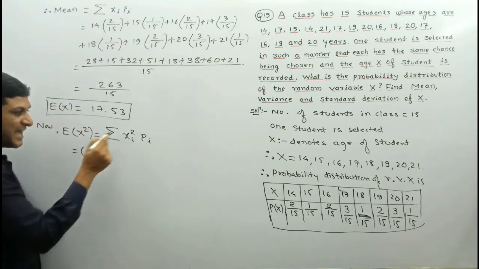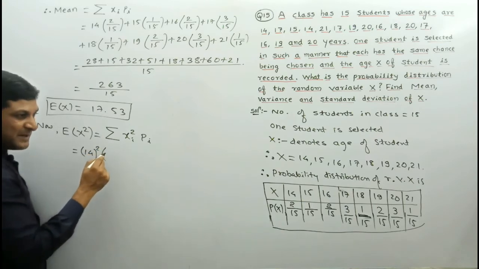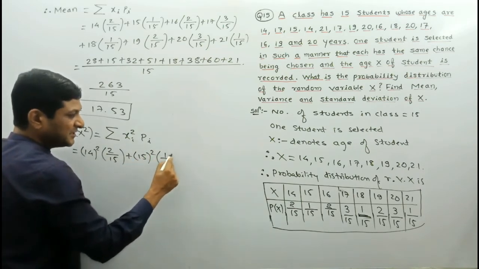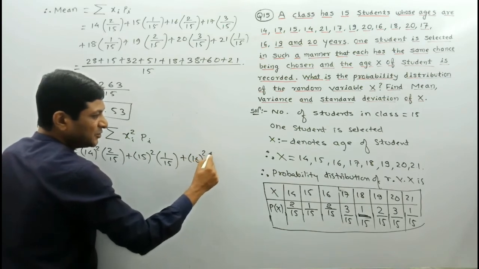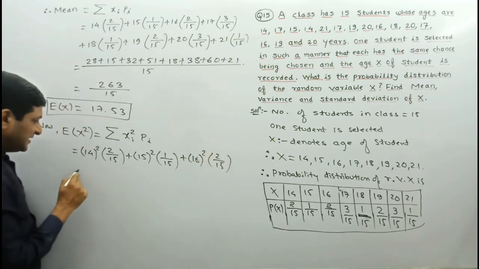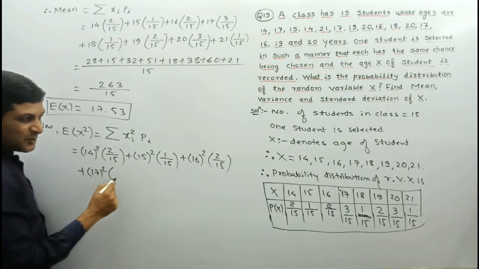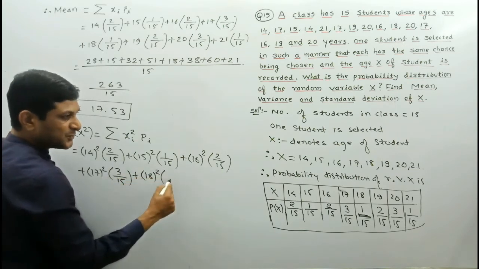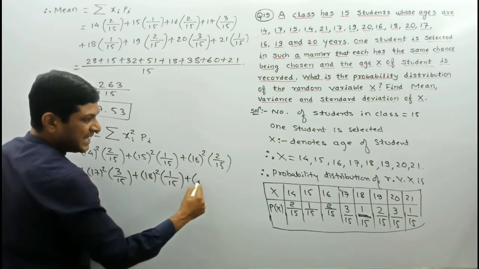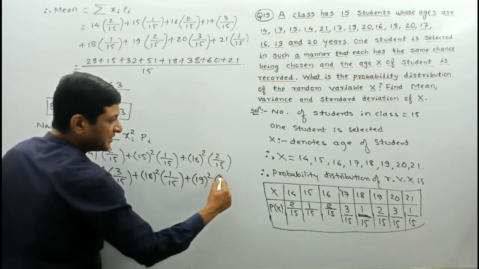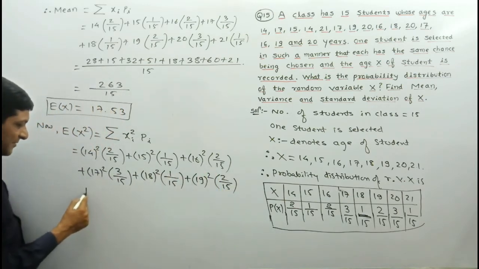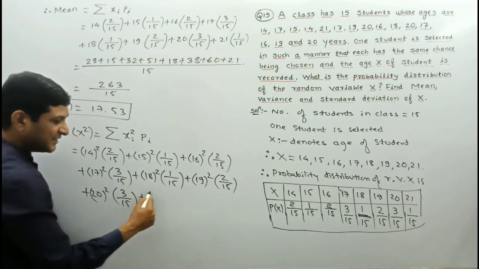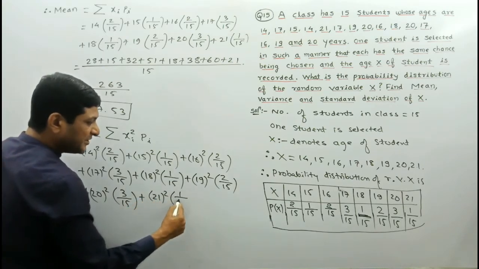चलो पहला x की वैल्यू कितनी है? 14 square into its probability 2 by 15. Then in the same way 15 square into its probability 1 by 15, plus 16 square into its probability 2 by 15, plus 17 square into its probability 3 by 15, plus 18 square into its probability 1 by 15, plus 19 square into its probability 2 by 15, then 20 square into its probability 3 by 15, and lastly 21 square into its probability 1 by 15.